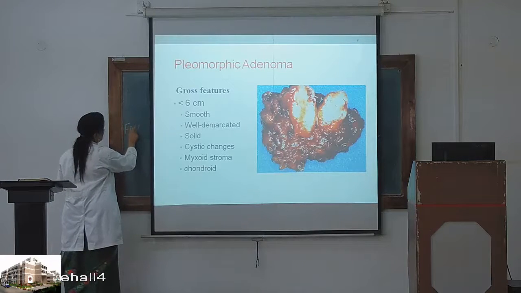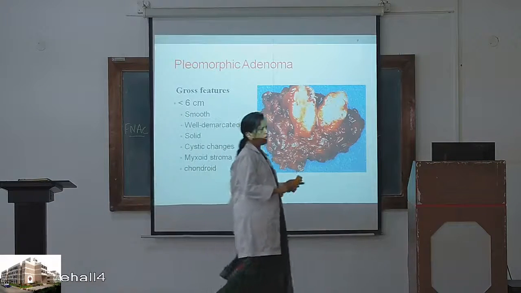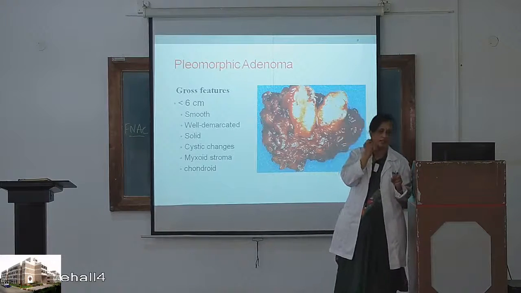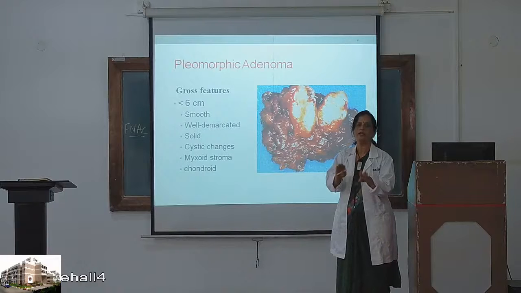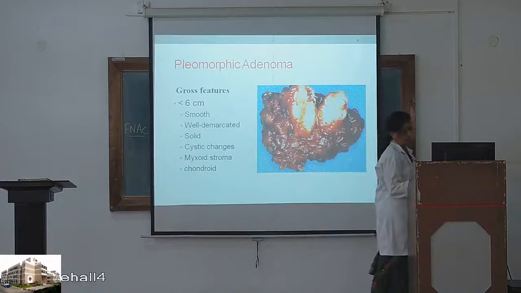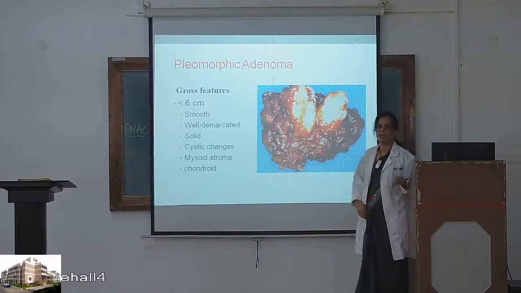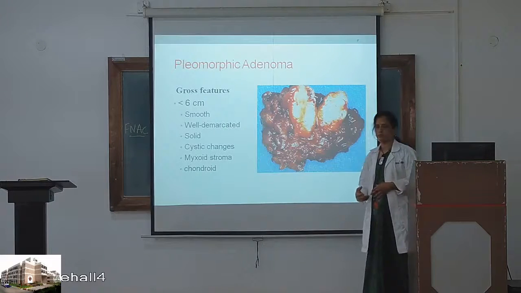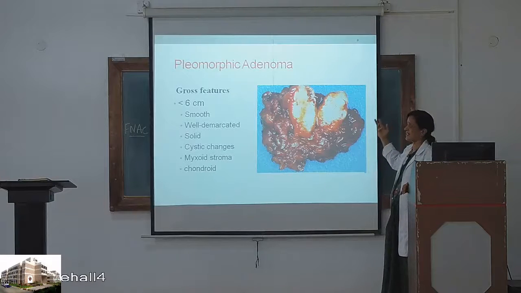FNAC is a very simple investigation which is done as an outpatient procedure. We do it as pathologists. We just take a 10 ml syringe with a needle, put the needle inside the lesion, try to aspirate the contents, put those contents on a slide, make a smear, stain it with H and E, and observe the cells. It's an easy way to make a diagnosis. After we give a diagnosis, later all this. When do we get to see the specimen? It's only after surgery, after the specimen is removed. So how does it look grossly? The tumors may be from 2 to 6 centimeters in size.